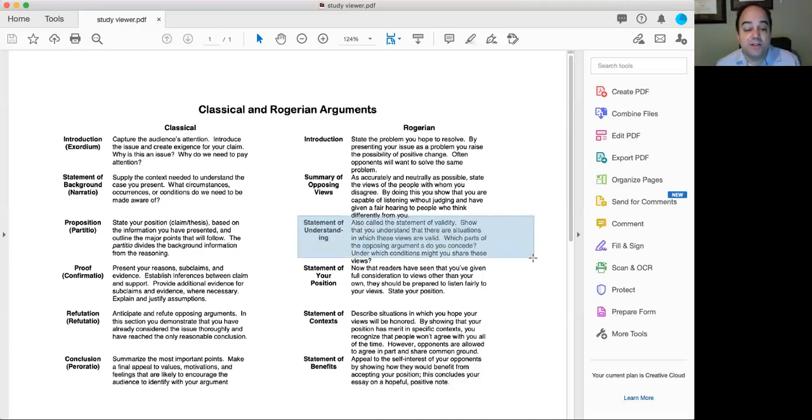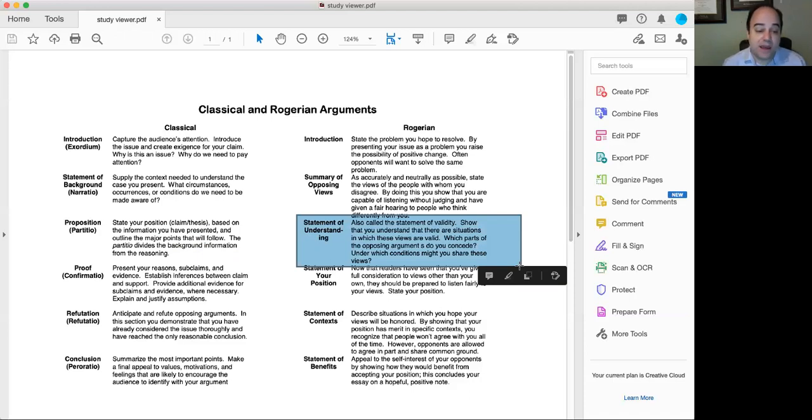And you then have what's called a statement of understanding or statement of validity. You show that there are conditions under which the opposing view might be correct, and there are aspects of it you might actually agree with. One thing about this is that your topic itself has to be something where you have some flexibility in your point of view. Not that you're going to just change your mind, but that you really are willing to listen to opposing views.